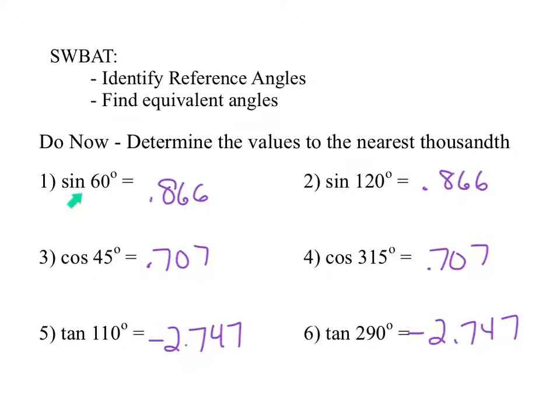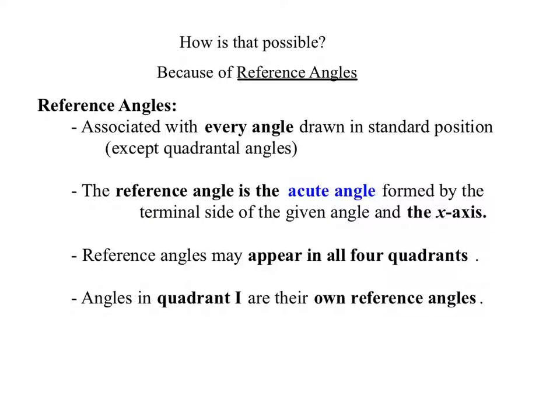Okay, so how did this happen? How is the sine of 60 exactly the same as the sine of 120? Cosine of 45 and cosine of 315 are the same thing, and tan of 110. These are just random numbers that I picked, but I chose the second one strategically, and this is how it works. These things are called reference angles.